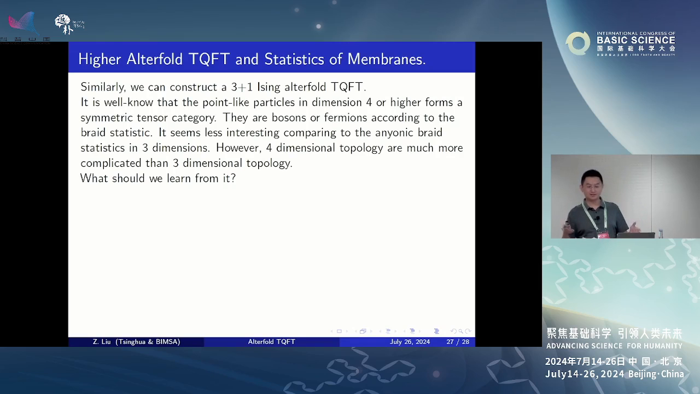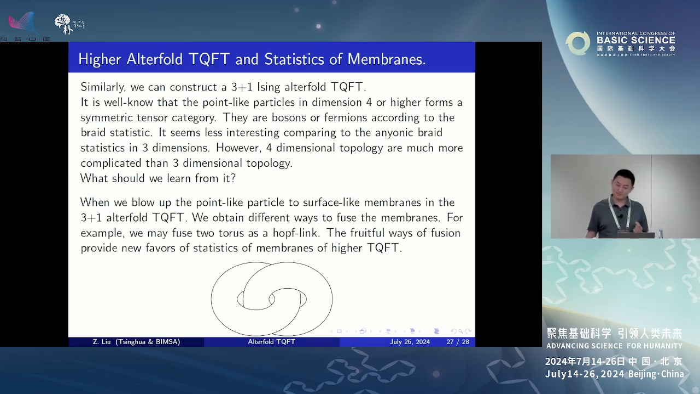And that's actually a very important point of studying lower dimensional topology, that we have non-trivial braid statistic. However, we know 4-dimensional topology is much, much more complicated than 3-dimensional topology. So what should we learn from that? There must be some highly non-trivial topology in the 4-dimensional case.